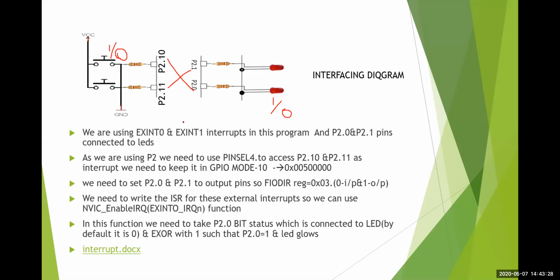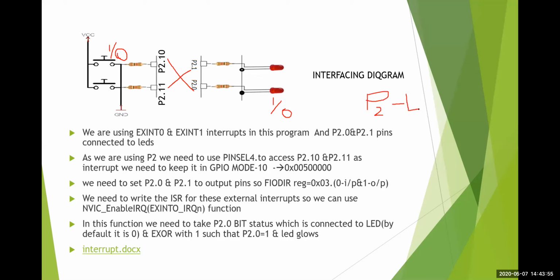So how to make this particular interrupt status 0 or 1, and make this LED glow or stay off? First and foremost, as I'm using the lower part of port 2, all the things that I'm using are with respect to port 2: P2.0, P2.1, and the interrupt pins P2.10 and P2.11. Everything is in the lower part of port 2.